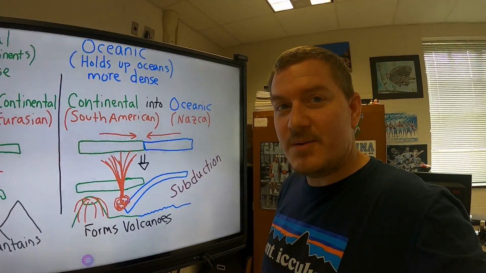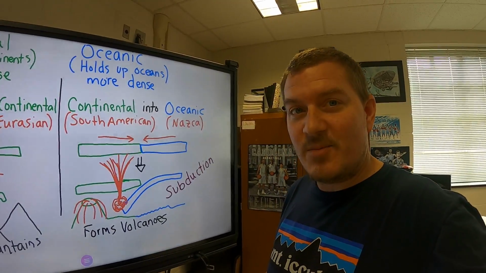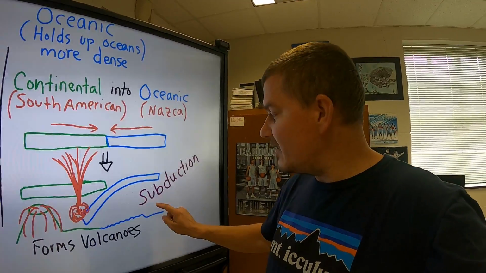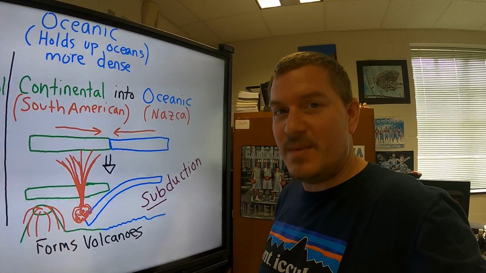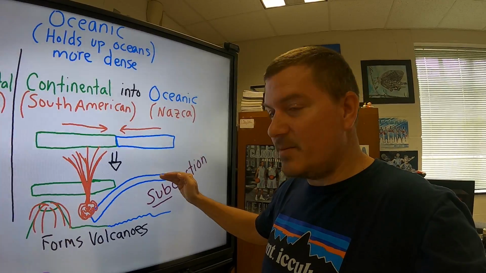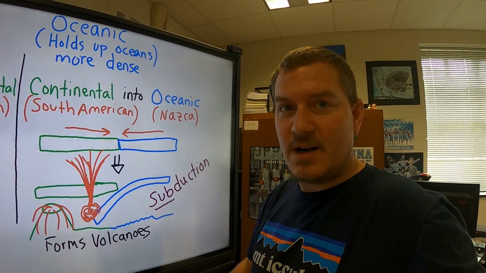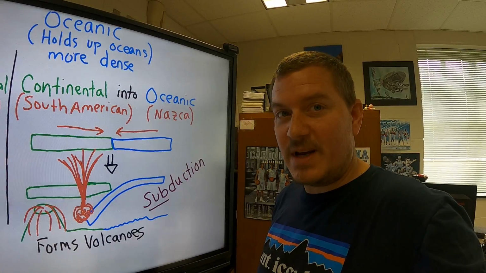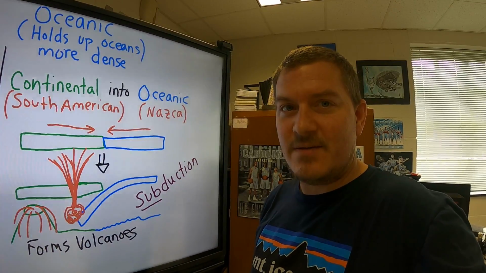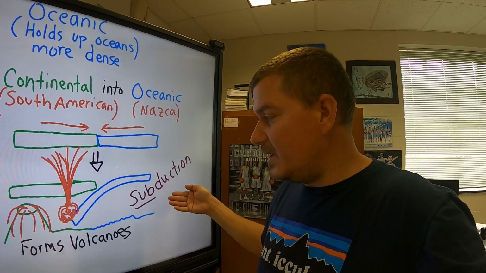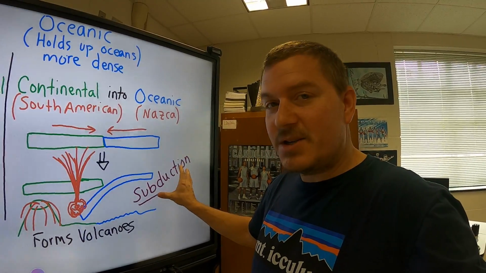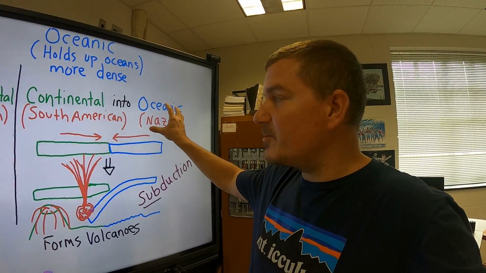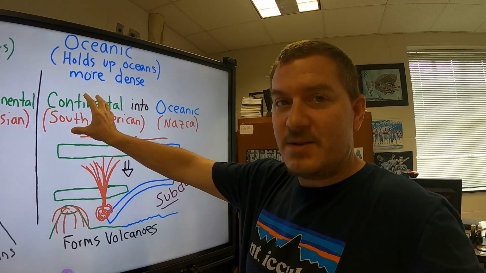I kind of started the video talking about prefixes. The prefix con means come together. This prefix sub means under. Subduction means one plate goes under another plate. A submarine goes underneath the surface of the ocean. Sub means under. So subduction zones are where oceanic plates are meeting continental plates.